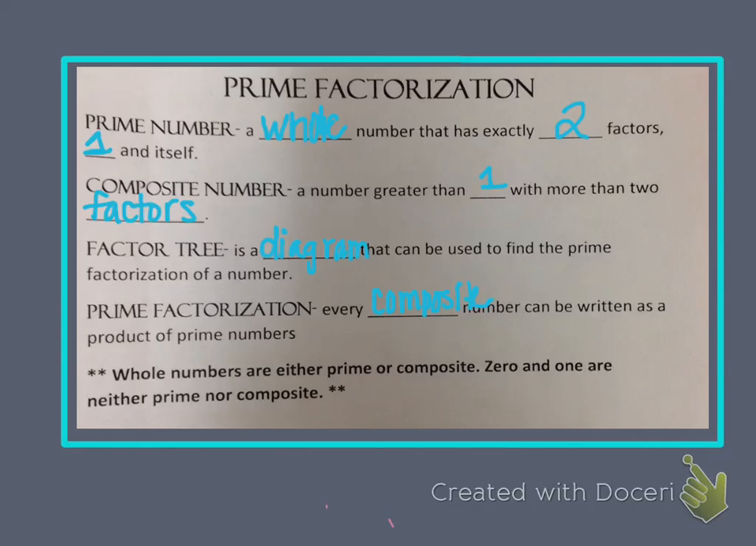And then we have a little star. Whole numbers are either prime or composite. 0 and 1 are neither prime nor composite, so that's just kind of a side tip.